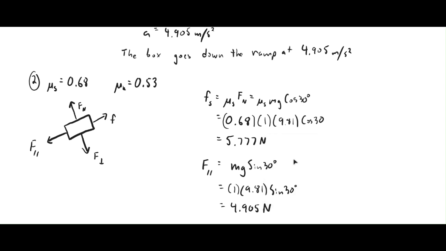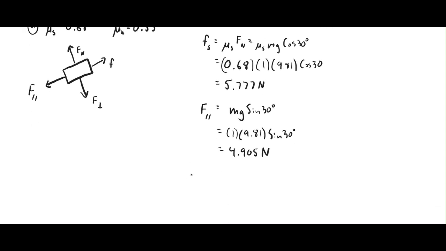Now, we can see that 5.777 is bigger than 4.905. So the box won't slide. And we didn't actually ever use this, but you would only need to use the kinetic coefficient of friction if the box does slide. So you first check if the force pulling the box down the ramp is bigger than the friction, the static friction. And since it's not, the box doesn't slide. And that question is finished.